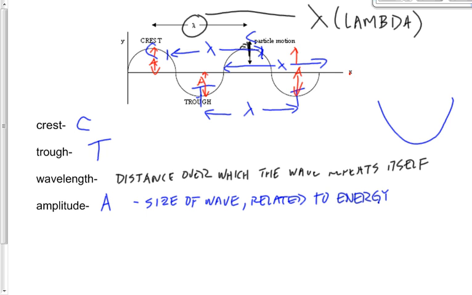Okay, that's wrong. That's twice the amplitude. It's arbitrary, but in the end, we always measure it from the equilibrium position. And remember, amplitude is related to the energy.